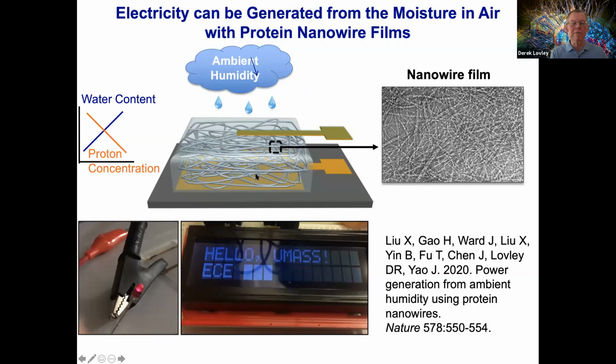a 10 micrometer or less film. If you organize the electrodes in the proper way and just leave this out on the benchtop, it will produce electricity. And what we do know is that there's a decreasing water content gradient and increasing protein concentration gradient. And this gradient results in a current flow through the biofilm. And if you connect these electrodes, you'll get a current flow through a device.